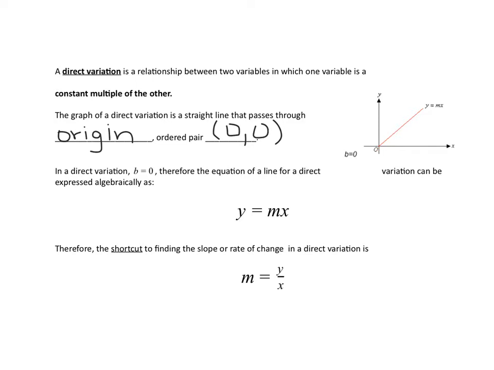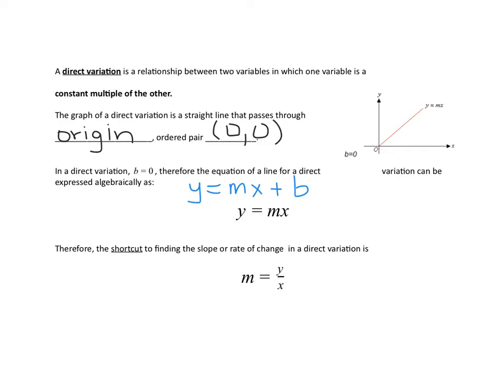If our graph starts at the origin, we can say that the initial value of our graph is also going to be 0. And remember, we use the lowercase letter b to represent initial value. So in a direct variation, we can say that b is equal to 0. If we know that b is equal to 0, we can take that information and input it into the template for our equation of the line.